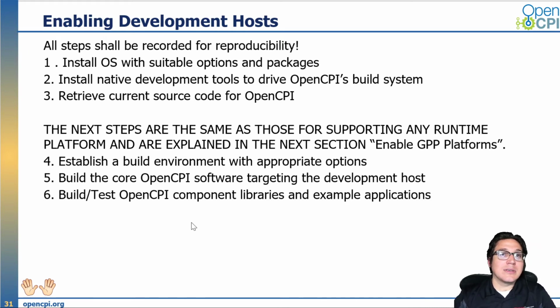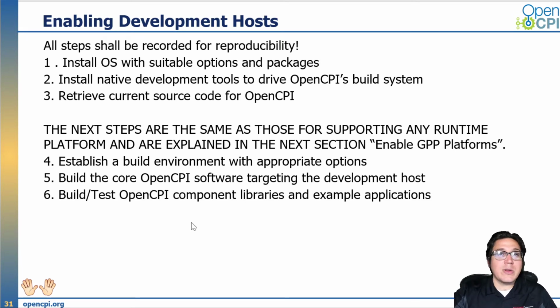The next step is to make sure that the tools we need for the platforms we want to support are supported natively by that operating system. Those tools, if you wanted to target a Xilinx FPGA, would be Vivado and Vitis, so that operating system would have to support those. The next step would be to retrieve the source code to build against.